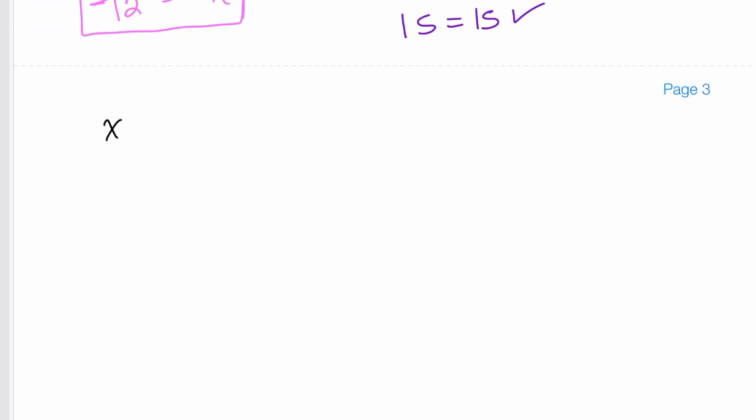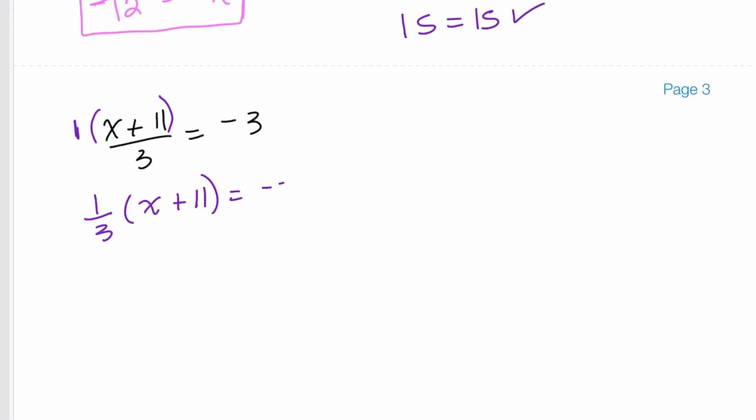Let's say I have a problem that looks like this: x plus 11, and let's say that's over 3, and we're going to say that's equal to negative 3. We're going to deal with the same thing. Imagine the top part is being multiplied by an imaginary 1. So I can say this is 1/3 times x plus 11 is equal to negative 3. This is just so that I can demonstrate this.